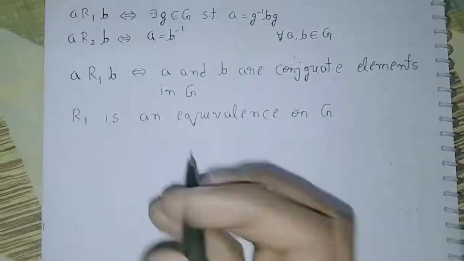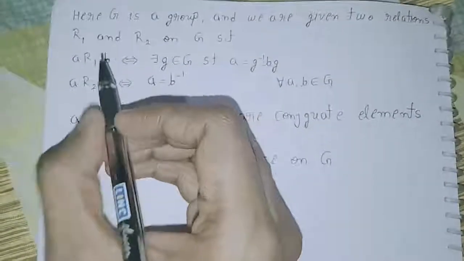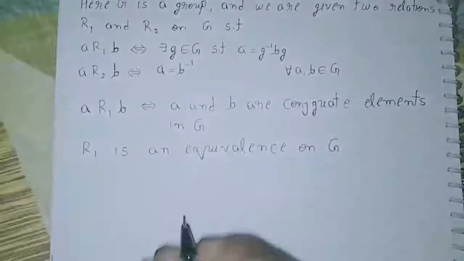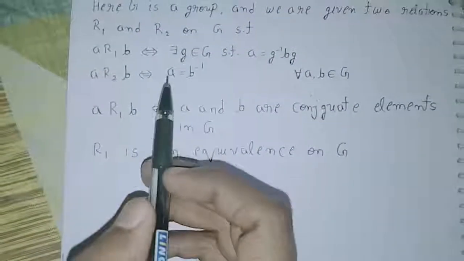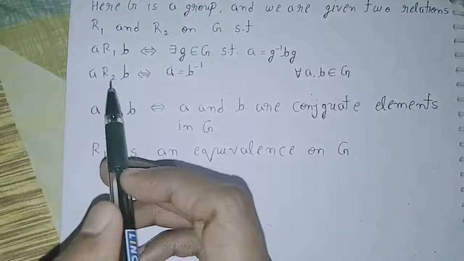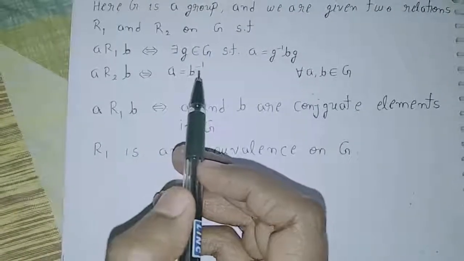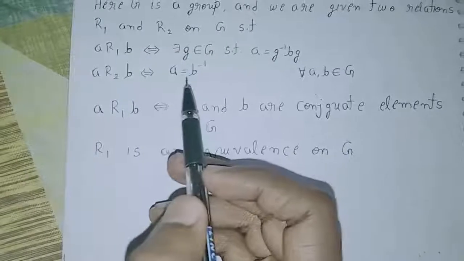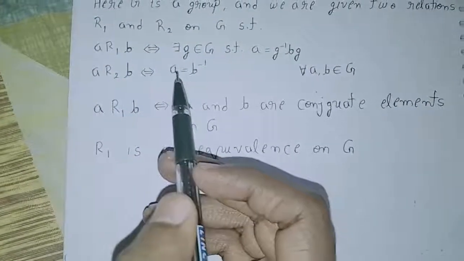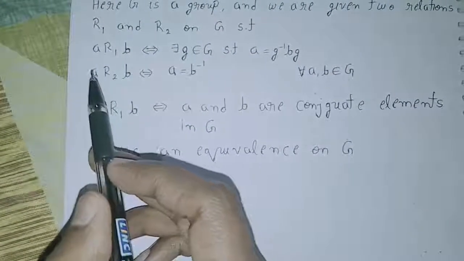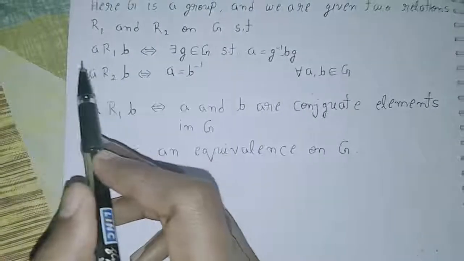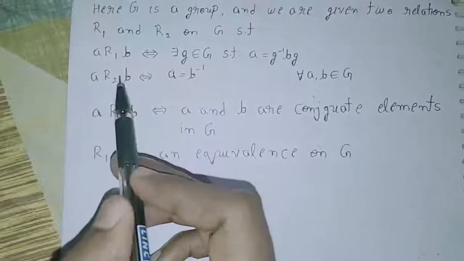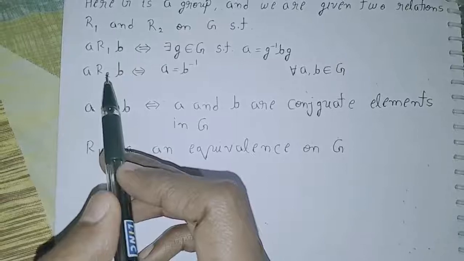Now we look at relation R2, which says that A and B are related by R2 if and only if A is the inverse of B or B is the inverse of A. But we can easily show by giving a counterexample that relation R2 is not an equivalence relation on the group G.